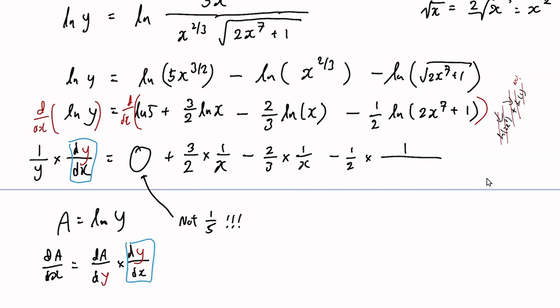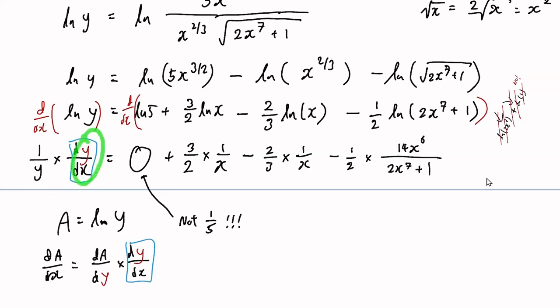Okay, 1 over 2x to the power of 7 plus 1. Then differentiate 2x to the power of 7 plus 1 and put it on top. So 14x to the power of 6. Yeah, exactly. Then put on top, so it's just 14x to the power of 6. Okay, good. Almost there, almost got the final answer.